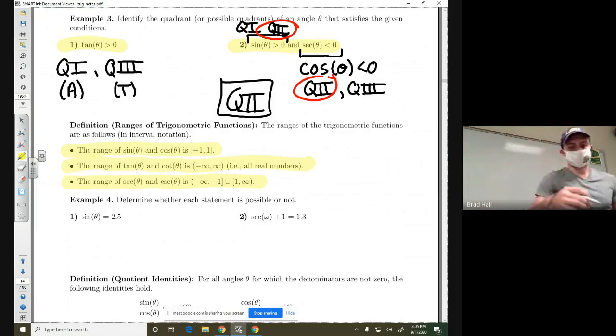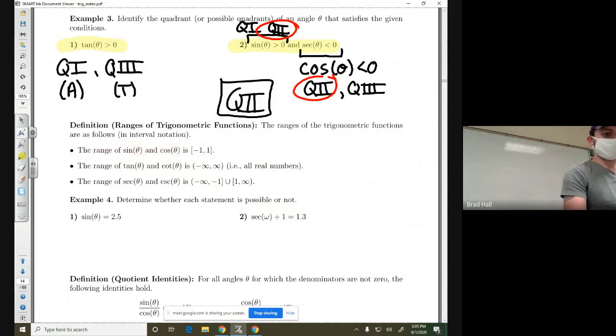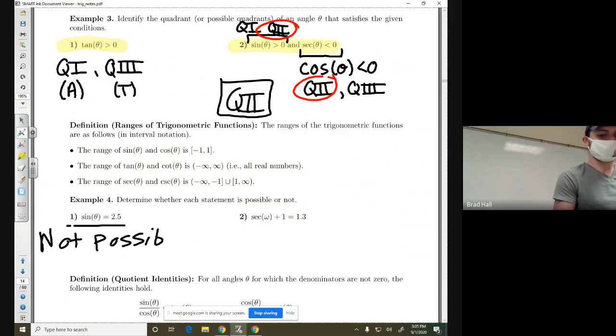So let's look at example 4. You'll have a question or two about whether this is possible or not. So sine of theta is equal to 2.5. Can that ever happen? The answer is no, it's not possible. The reason why is because sine cannot have a value that escapes that interval. It cannot have a value greater than 1.